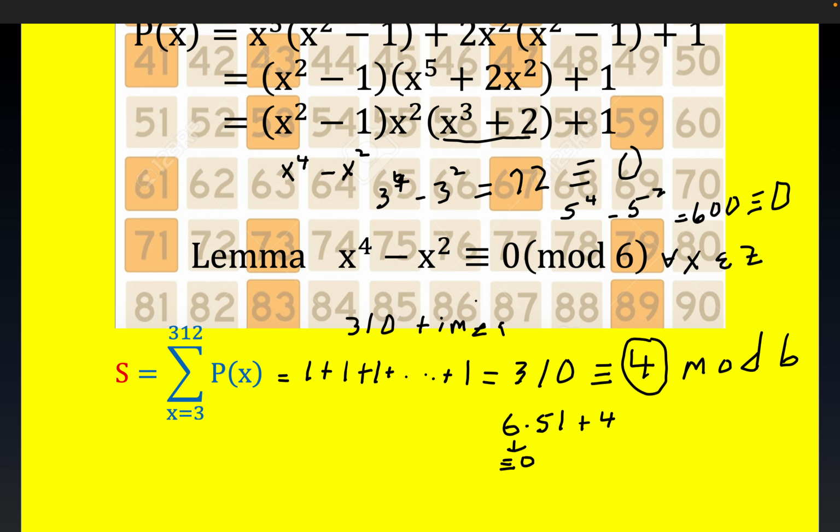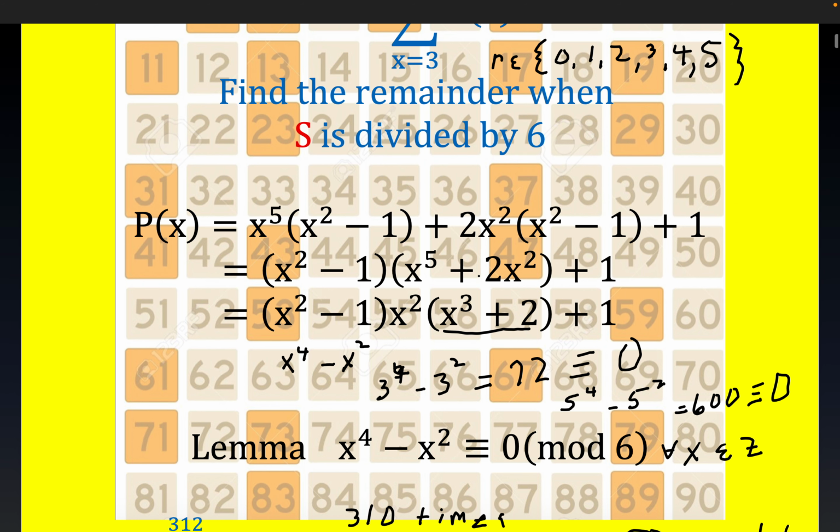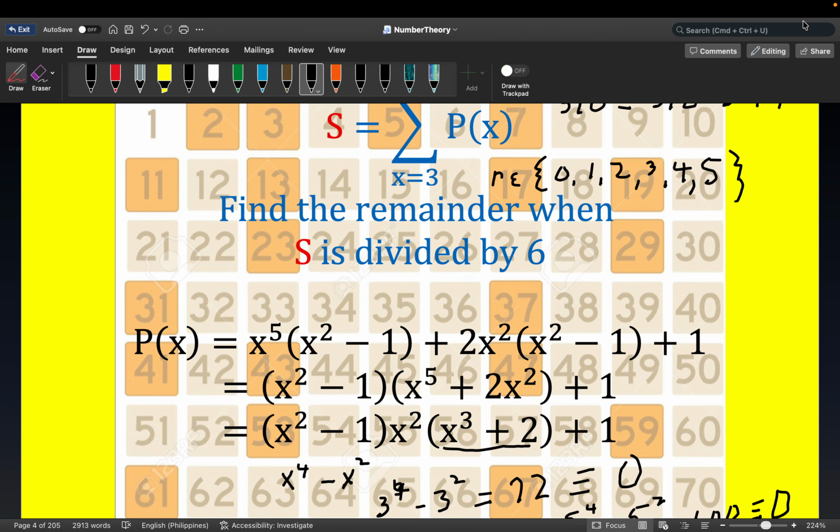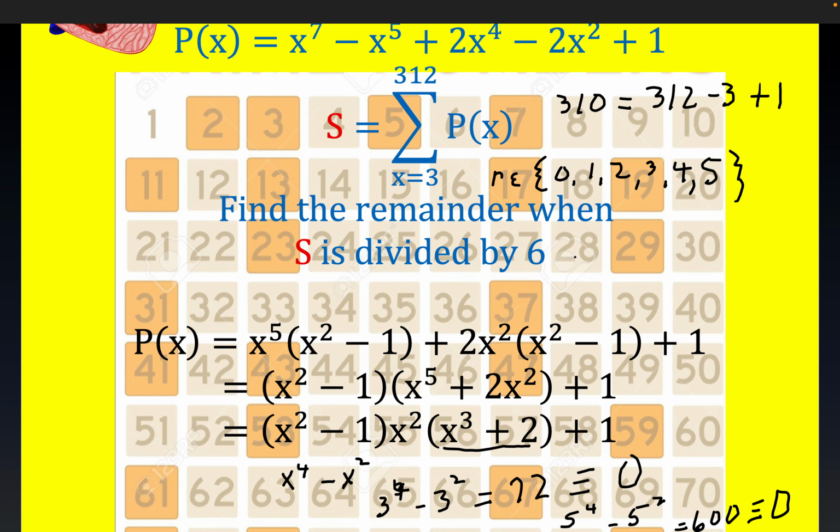Thanks to some algebraic simplification and this truth that a fourth power minus a squared power is always 0 modulo 6, the answer to the question is R equals 4.